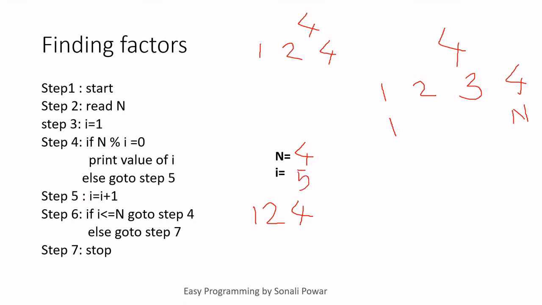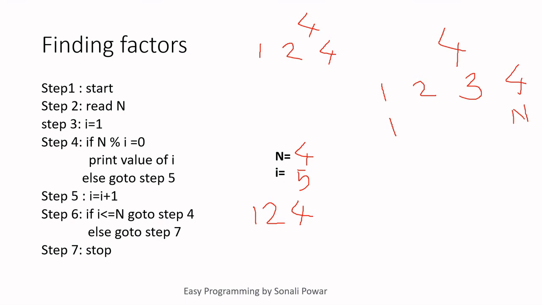So उसके बाद in the step number 6 I will check whether 5 is less than equal to 4. So here the condition is false. In the step number 6 the condition is false. So it will go to the step number 7. In the step number 7 I wrote stop. So it will stop. Now I will get the correct answer, means the factors of 4 are 1, 2, 4. So this is the way it works.